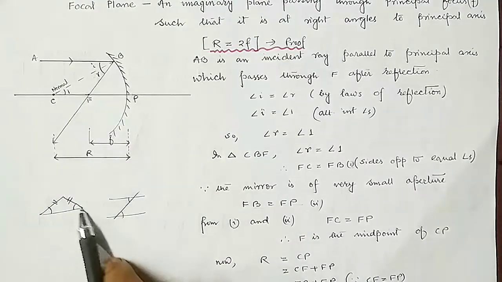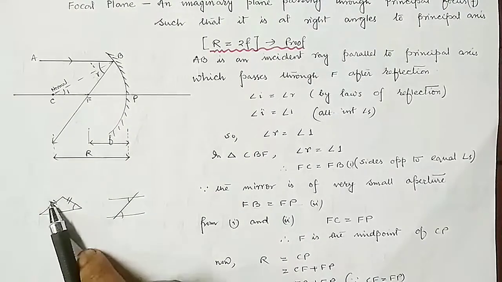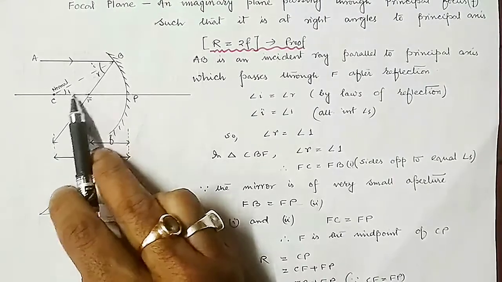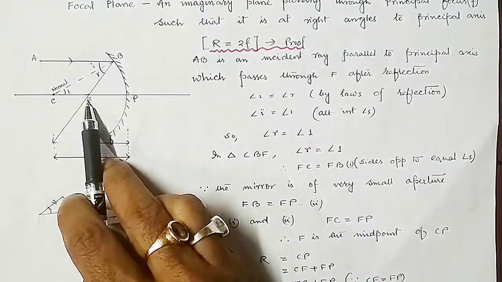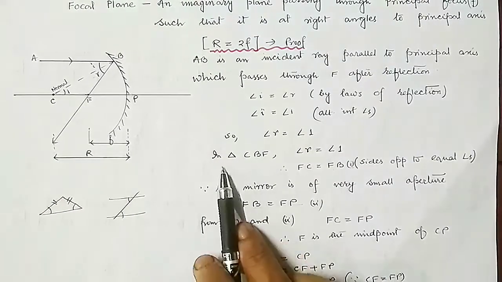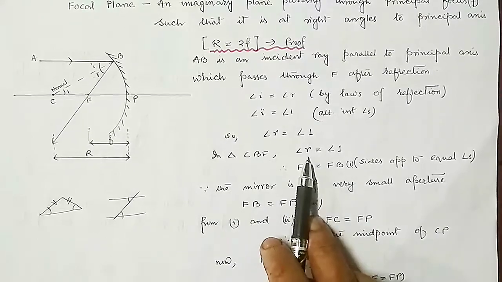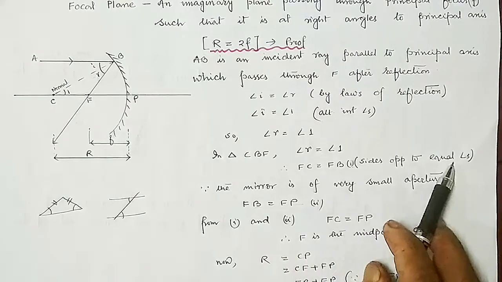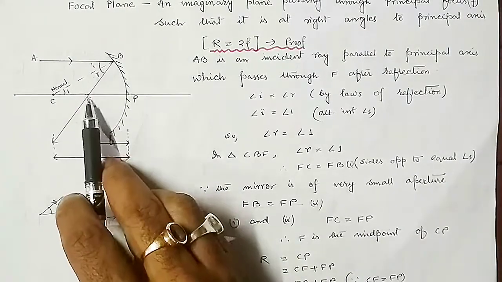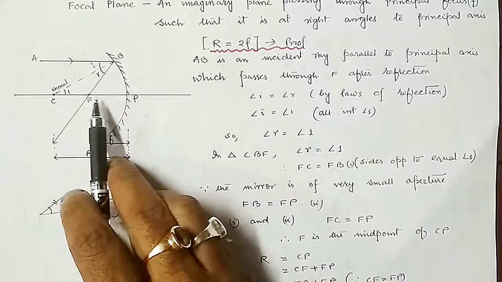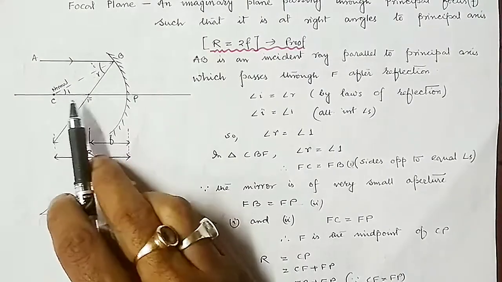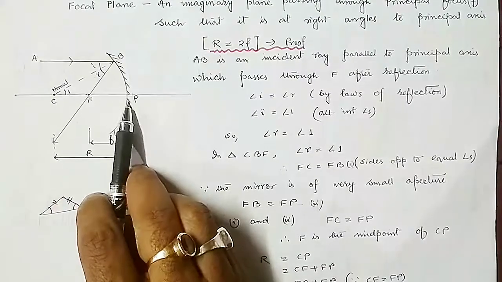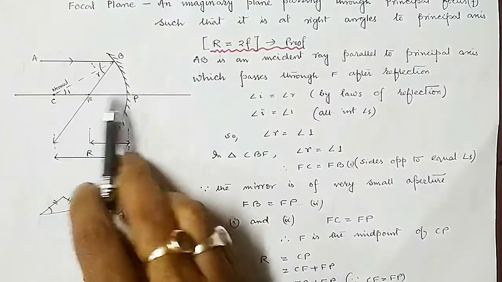Now we know in a triangle, if two angles are equal, their opposite sides are equal. Similarly here, angle 1 and angle R are equal. Therefore CF equals FB. So in triangle CBF, angle R equal to angle 1, so FC equal to FB, sides opposite to equal angles. Since the mirror has a very small aperture, we can consider FB equal to FP. Previously we got FB equal to FC and now FB equal to FP. So from these two we got CF equal to FP. Therefore F is the midpoint of CP.